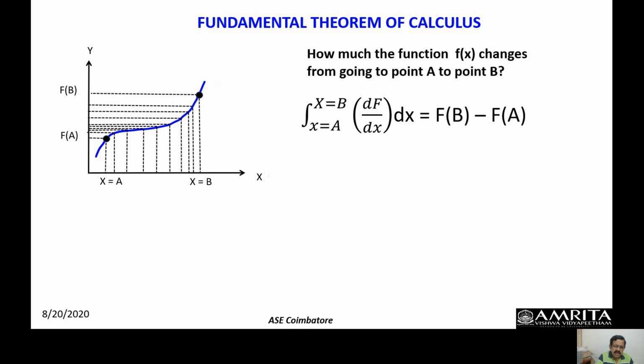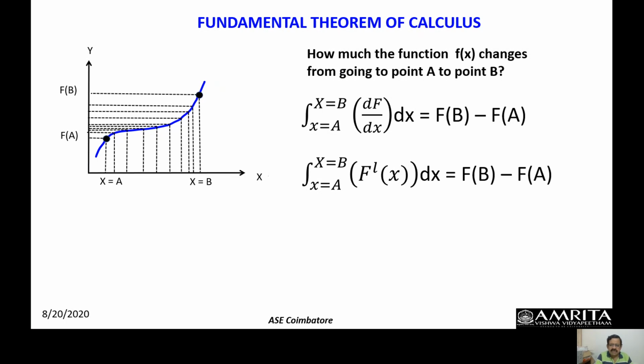So there are two methods. Probably you might have seen an alternative version. df by dx will be written as f dash of x, which is nothing but the first order differential. So first order differential will be f dash of x. That is what you must have seen in your textbook.